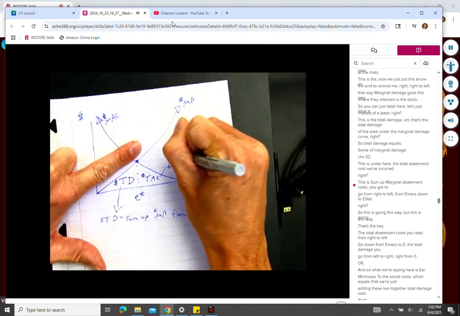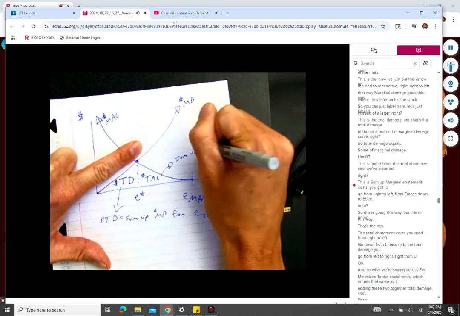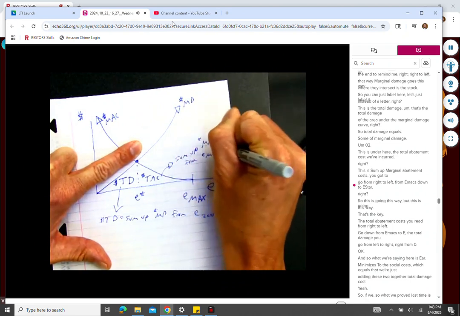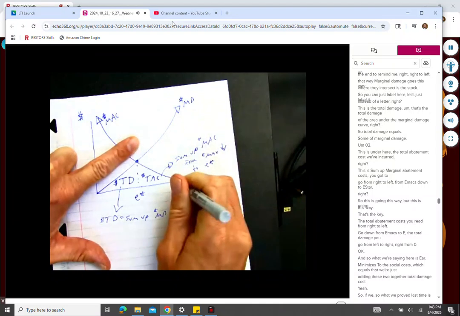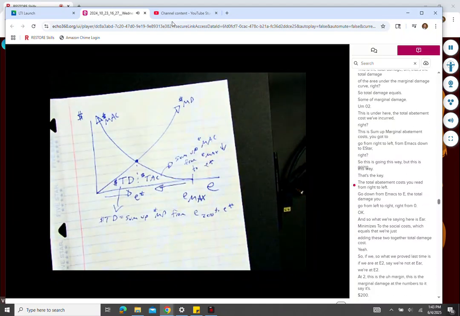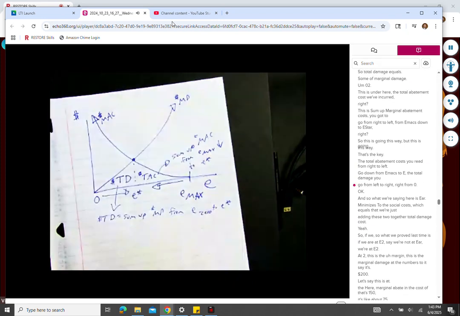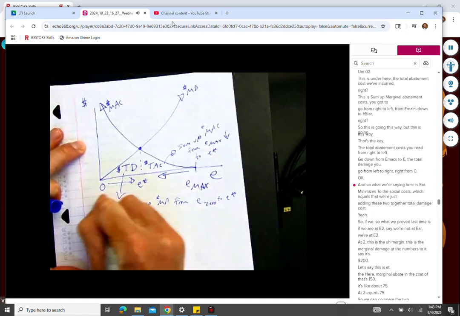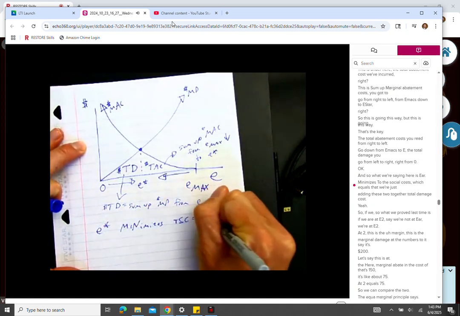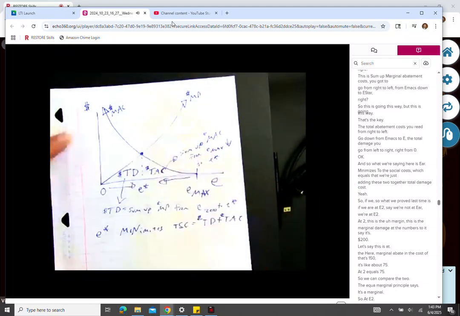This is the sum of marginal abatement costs. But you have to go from right to left, from E max down to E star. That's the key. The total abatement cost you read from right to left, going down from E max to E star. The total damage you go from left to right, from 0. And so what we're saying here is E star minimizes total social costs, which equals total damage plus total abatement cost. So we're just adding these two together.